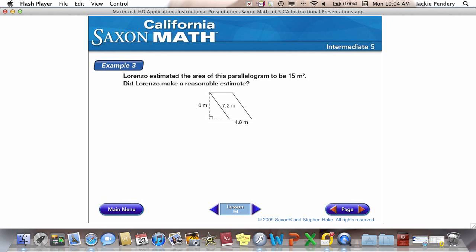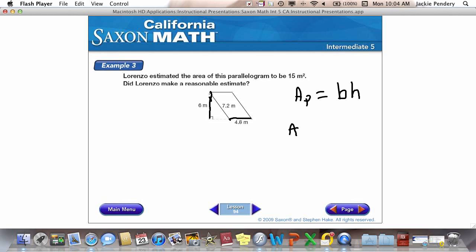Okay, here we have a parallelogram. Lorenzo estimated the area of this parallelogram to be 15 meters squared. Did he make a reasonable estimate? So, the area of a parallelogram equals the base times the height. Okay, here's our base right here. But notice, the height is not this edge because it is not vertical. The height is the vertical distance between the base and the top. So over here, we have the height. It needs to be perpendicular to the base.